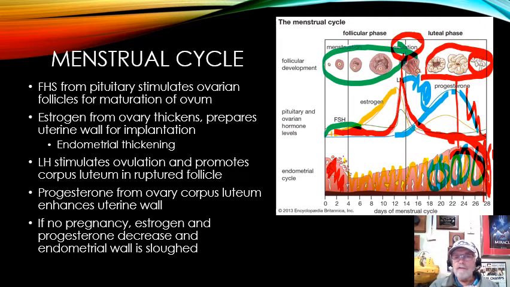So all of a sudden now all the inside wall of the uterus is sloughed off and lost, only to start again back in here. And that's what happens on a month-to-month basis.